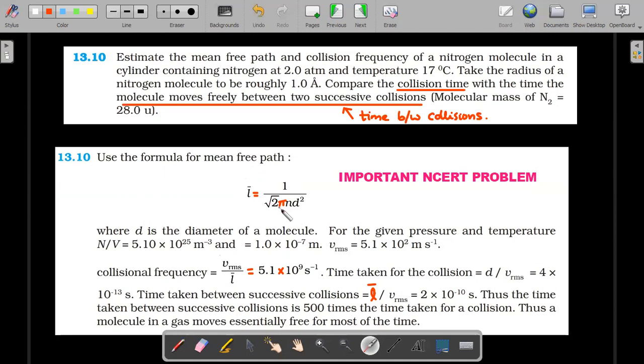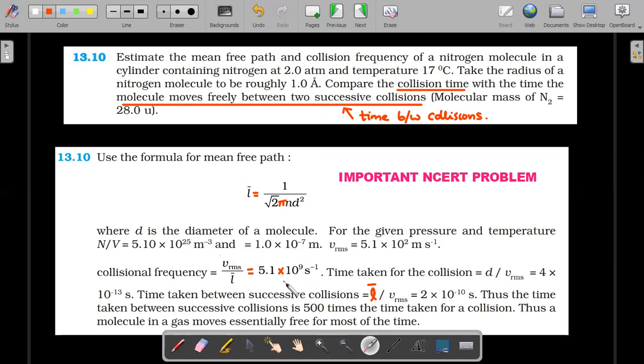You will get the value of mean free path, the formula that I wrote. A lot of printing errors were there in that book, so I tried my best to correct them. Where d is the diameter of the molecule. He substitutes the values for the numbers that he has given. P and T are given. So substitute that. You end up getting the value of RMS velocity as 5.1 into 10 power 2 meter per second. And then the collision frequency is VRMS divided by lambda, or the time between collisions is lambda divided by VRMS.